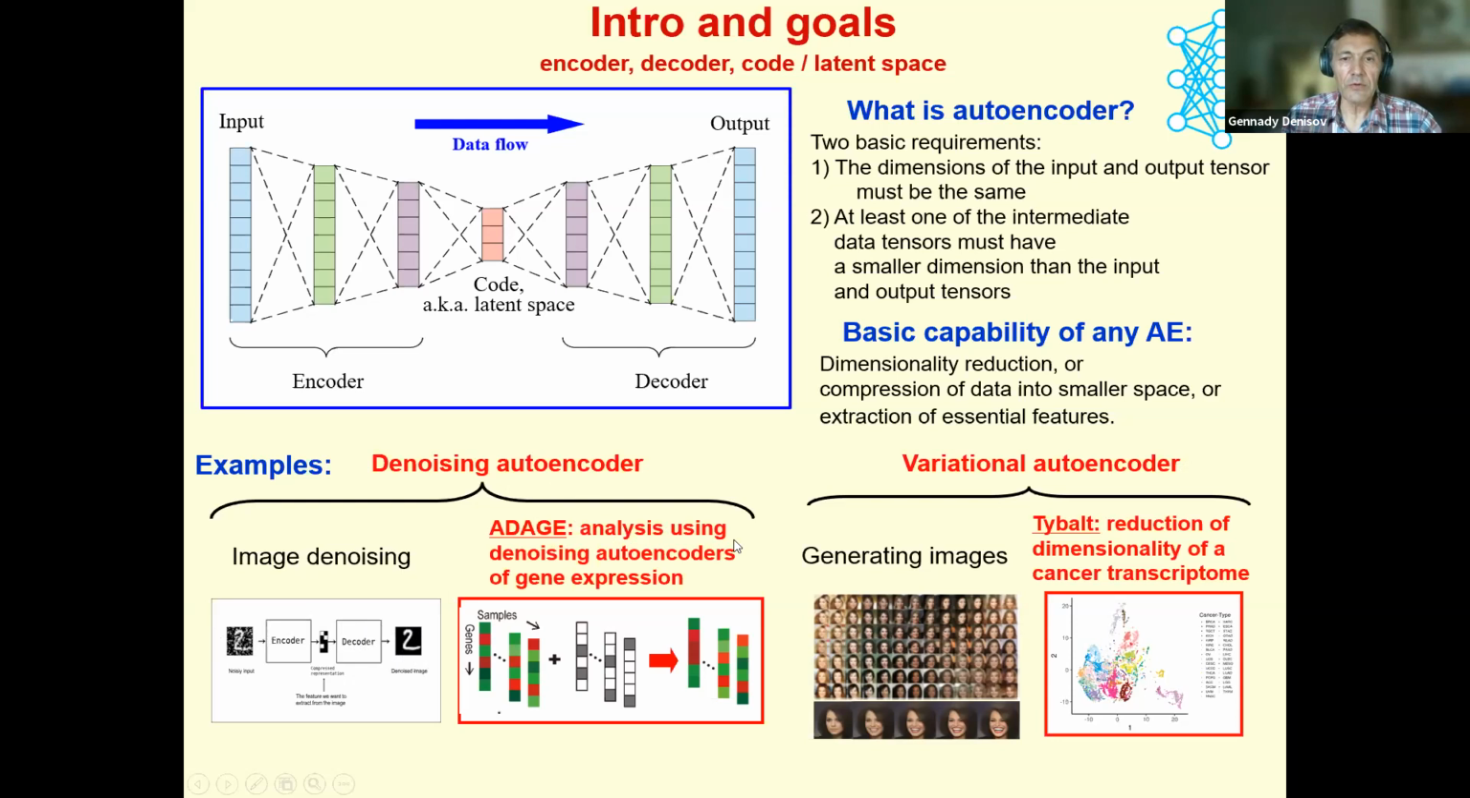This kind of autoencoder can be used for removing noise from gene expression data, for example, from microarray data, which are known to be noisy.